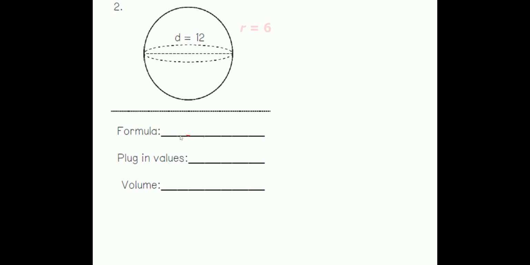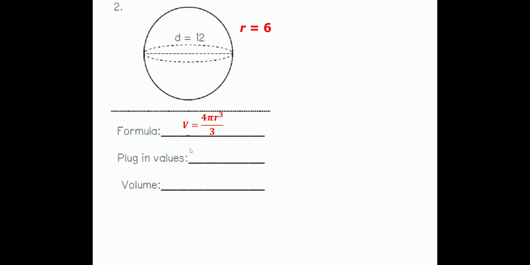So the formula is still, before we start the formula, we are given the diameter, which is 12. So if the diameter, which is the length from one end to the other, is 12, the radius is just half of that. So the radius is 6. So let's write our formula.